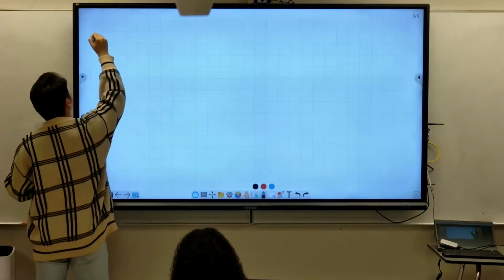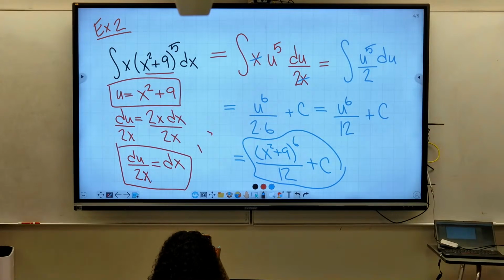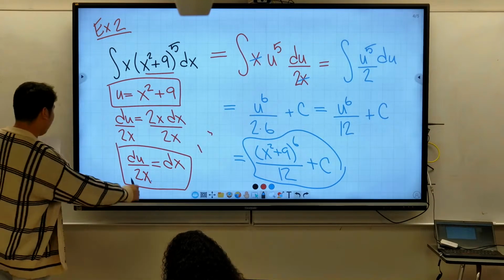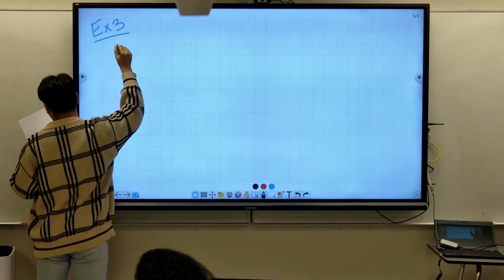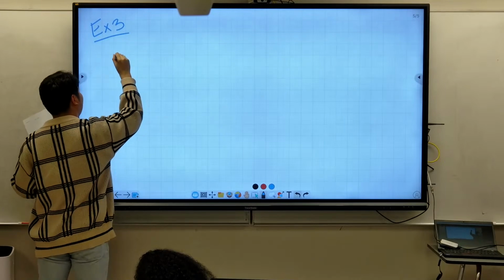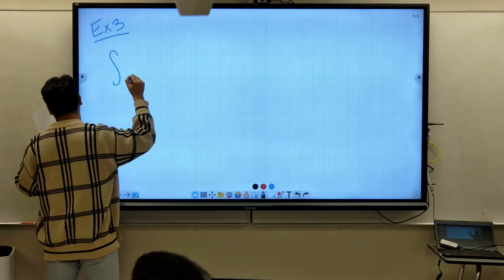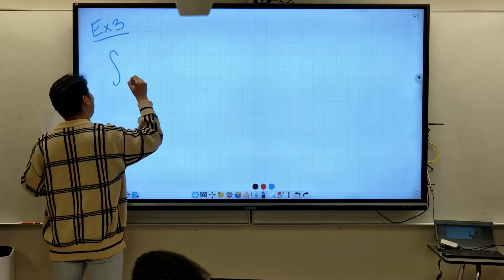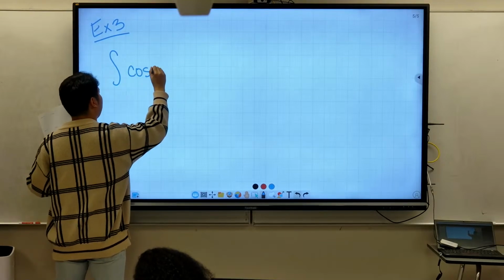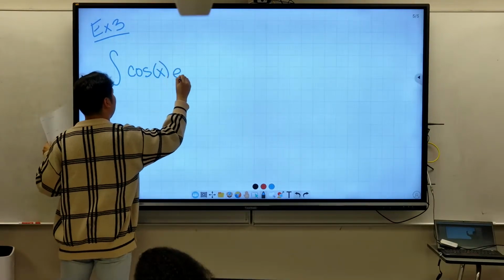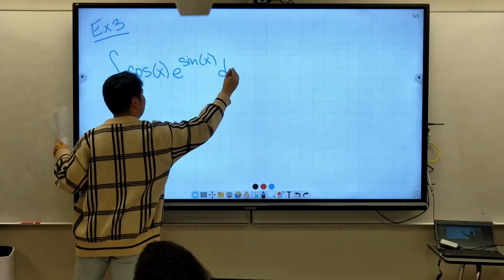All right, example 3. Evaluate the following integral. Let's start off nice: the integral of cosine of x, e to the sine of x dx.